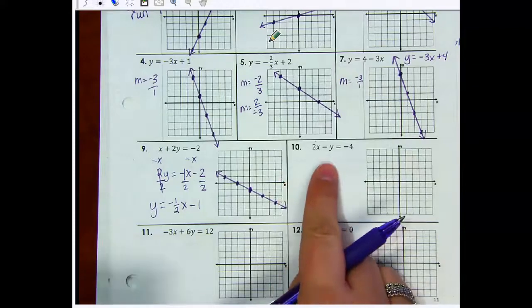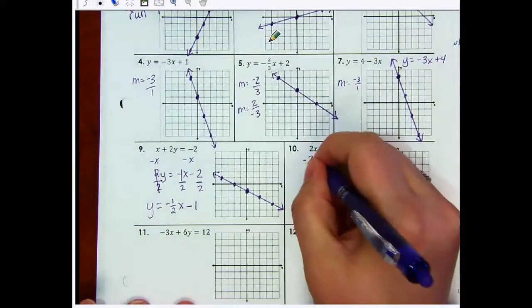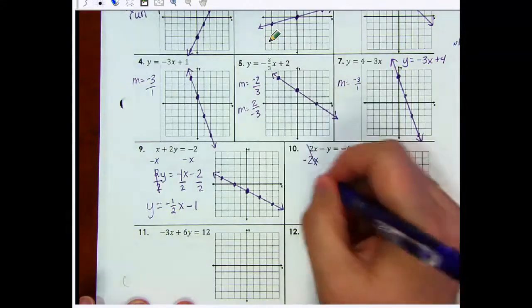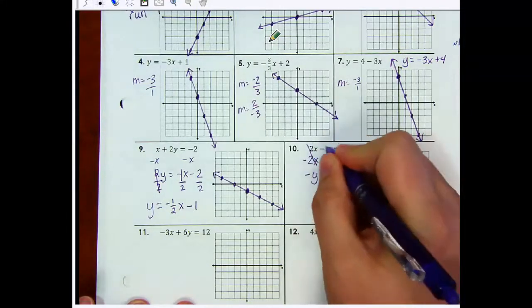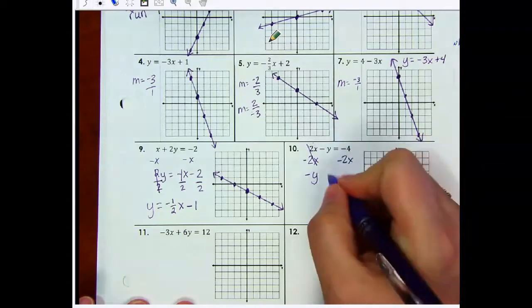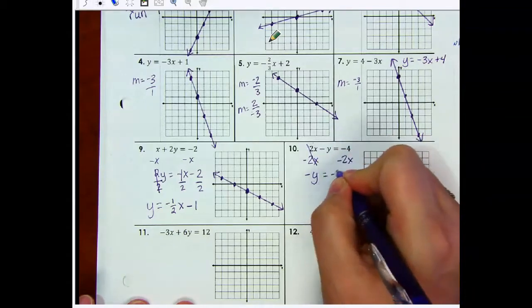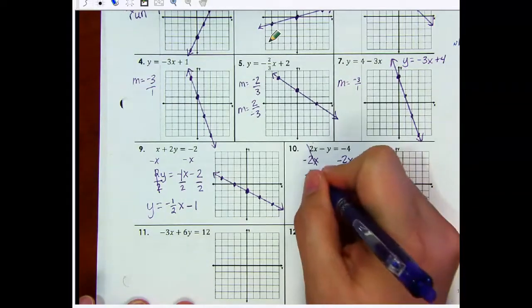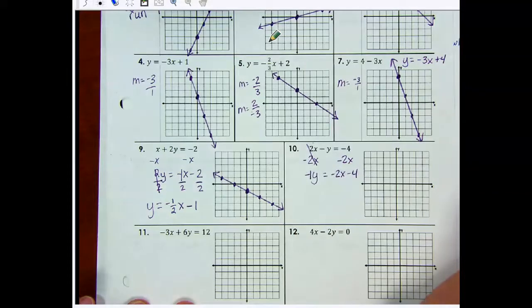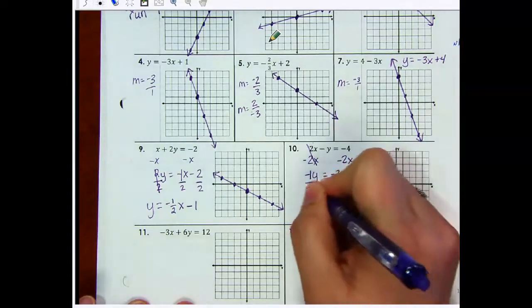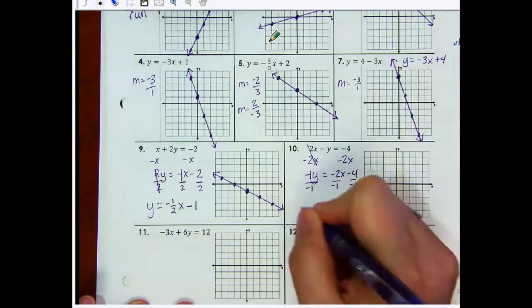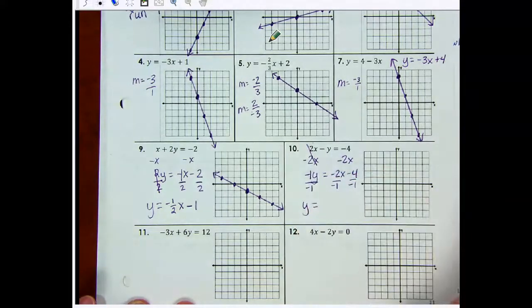So this one, I'm going to move the 2x by subtracting it. So I have negative y equals negative 2x minus 4. Don't drop that negative. That's a negative. And then this is really like having negative 1y. So I'm going to divide everything by negative 1 so that I can get y by itself.